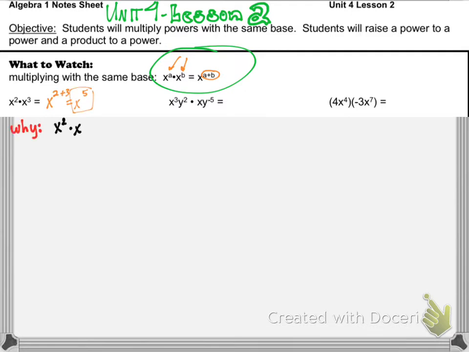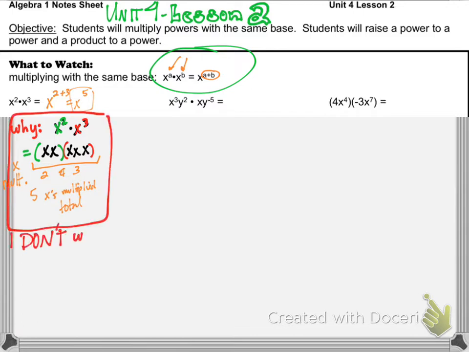Well, x squared really is x times itself twice. X cubed is 3 x's multiplied. When I multiply those together, there's a total of 5 x's being multiplied. So 2 and 3 is 5. We have 5 x's multiplied total, giving us x to the fifth.